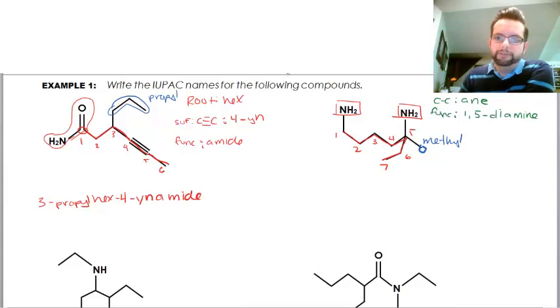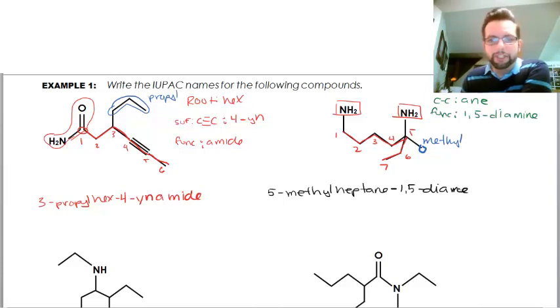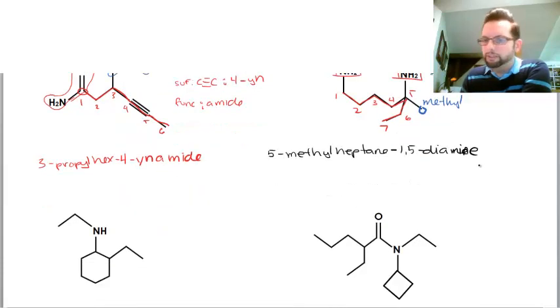So I'm going to put this all together, and it's going to be 5-methylheptane-1,5-diamine. Amine, there we go. I'm glad I know how to spell. Remember I told you, when we're dealing with the different parts of the root and suffix, we always want to separate them with a vowel and a consonant. That's why we're adding that additional e there, because the next letter that comes is a consonant. So this is 5-methylheptane-1,5-diamine.